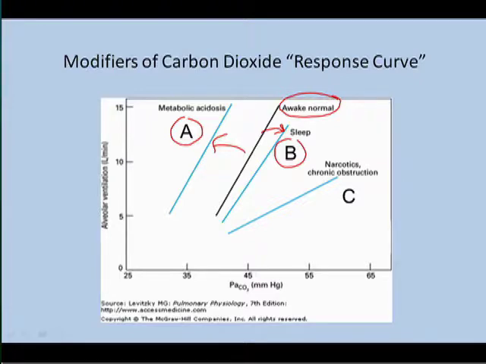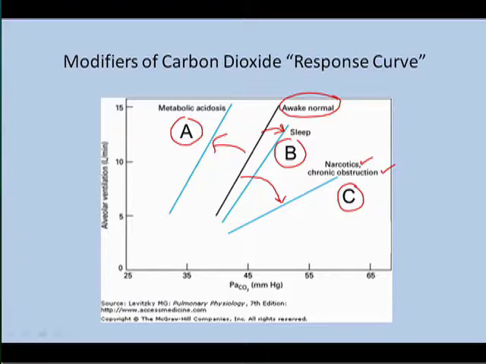Curve C shows that narcotics further blunt the response. An extreme example of this is a heroin overdose, which we will certainly see in the coming year. Curve C also demonstrates the desensitization to chronically elevated levels of CO2 that occurs in some patients with COPD.